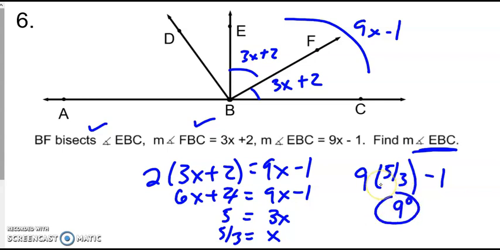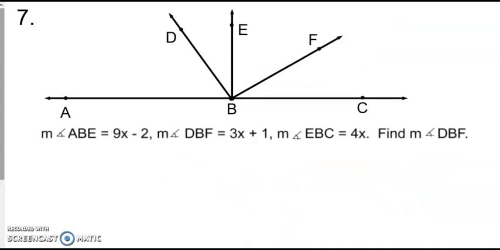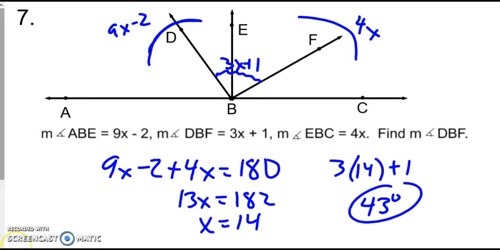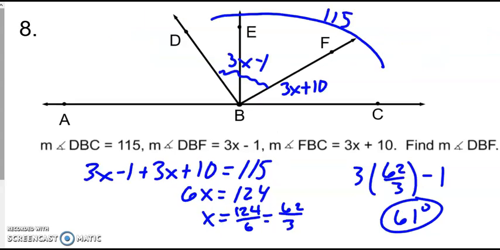Okay, I would like you to actually pause this video, try number 7 and number 8 on your own, and then push play to check your answers, and then we'll do the last one together. Okay, so here is the answer for number 7. Again, please make sure you're labeling the diagram, and this one, it's key to remember a straight angle equals 180 degrees. So I did angle ABE, which is 9x minus 2, plus angle EBC, which is 4x, add up to that straight angle of 180. Solve for x. And then 8. And this one, these two angles added up to angle DBC, which is 115.